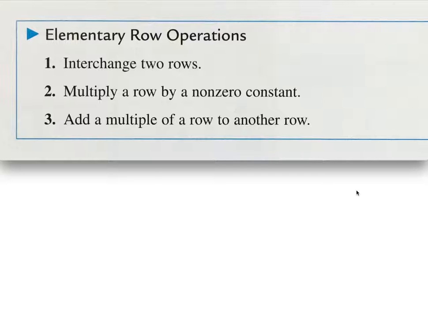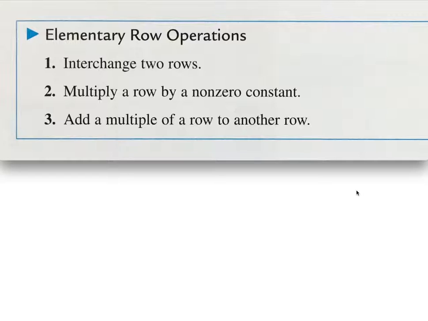First thing is interchange 2 rows. What do I mean by interchange 2 rows? Switch. Okay, so if I have row 1 and row 2, if I'm interchanging rows, then I'm going to take row 2 and make it row 1, and take row 1 and make it row 2. So I can switch 2 rows.